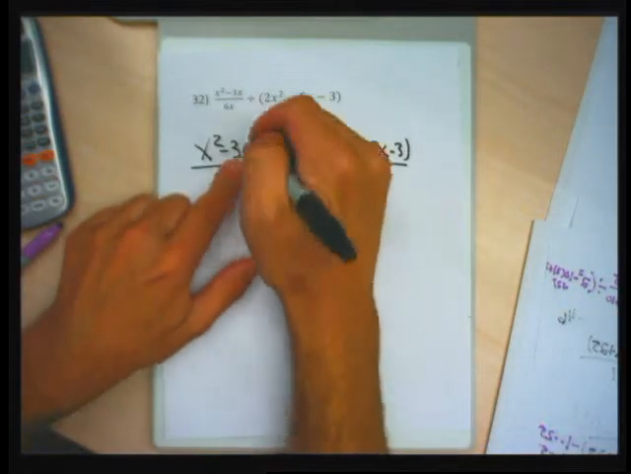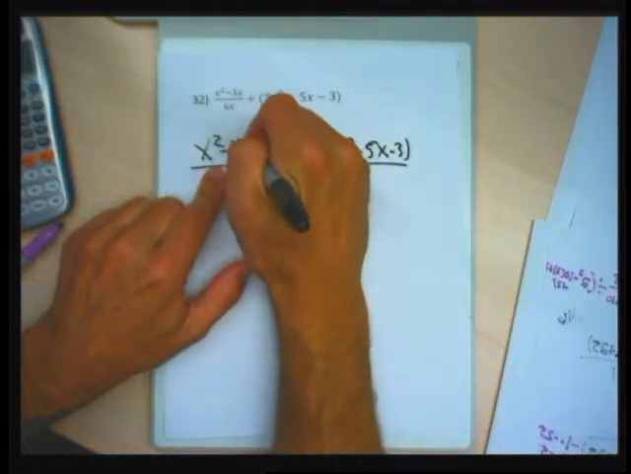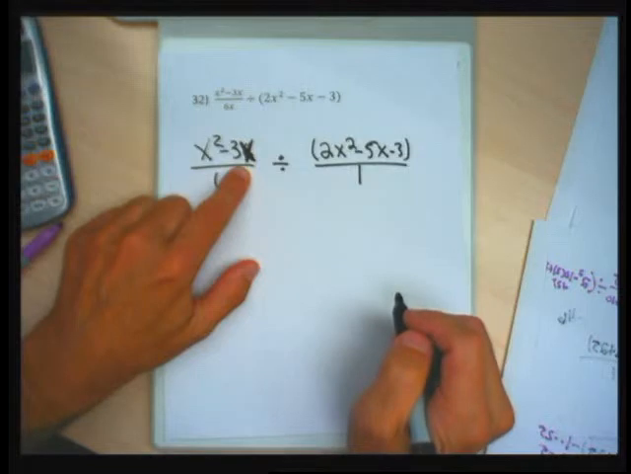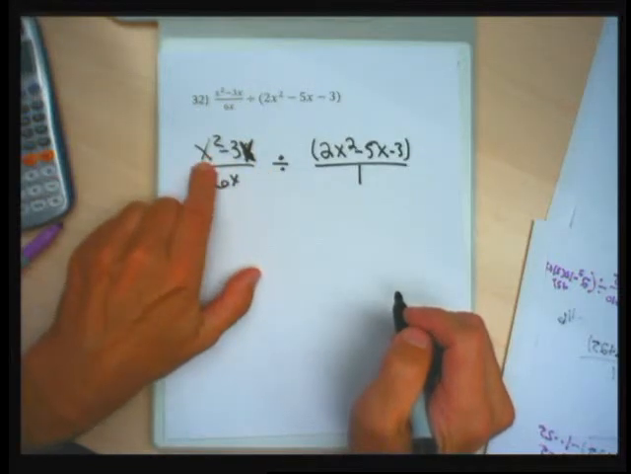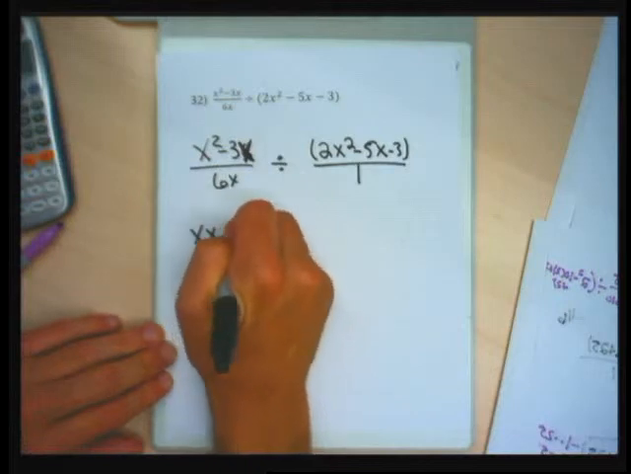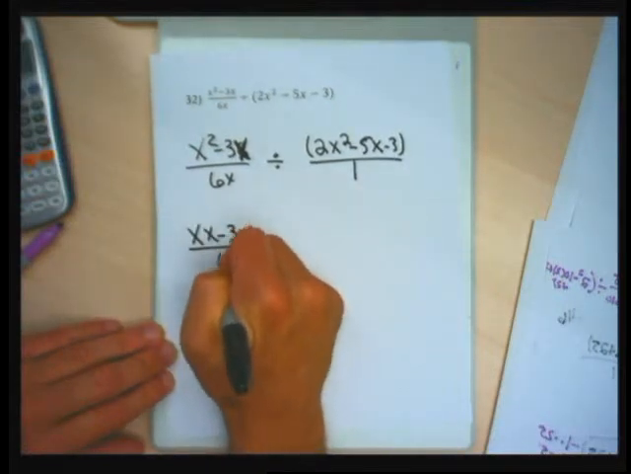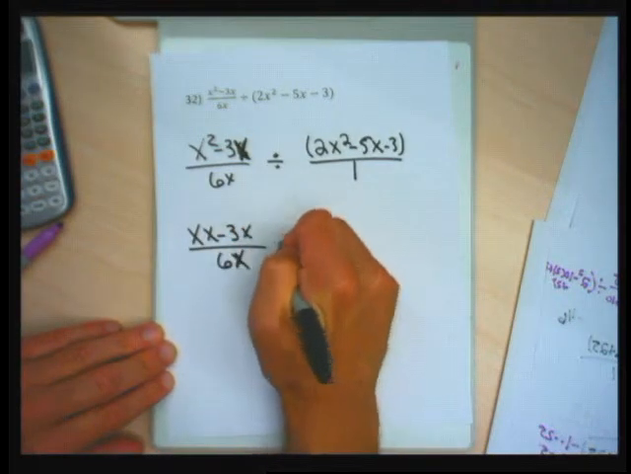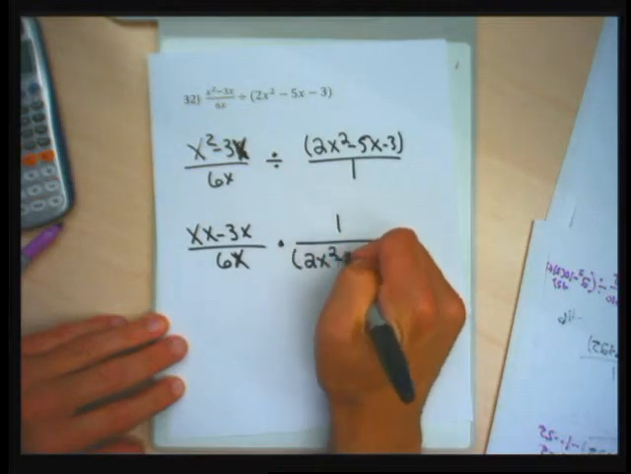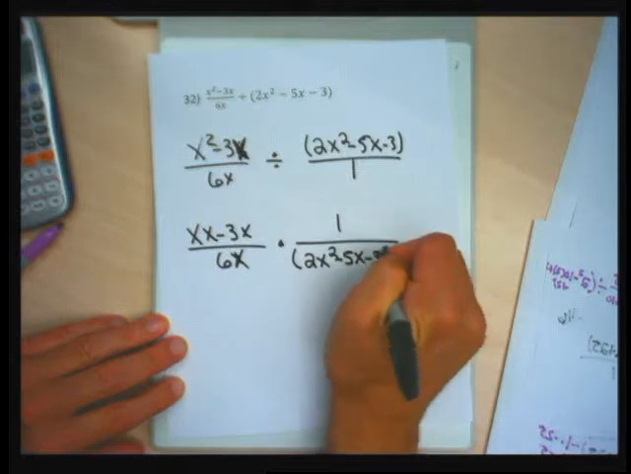I don't know, this should be 3x here. I don't know why I wrote 36. But that should be x squared minus 3x. I'm going to flip, and I'm also going to write this with 2 x's. So I'm going to write x times x minus 3x over 6x times 1 over, and I really don't need this parentheses, but it's okay to have it.